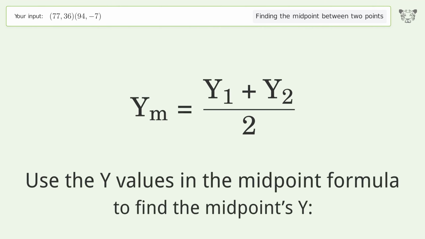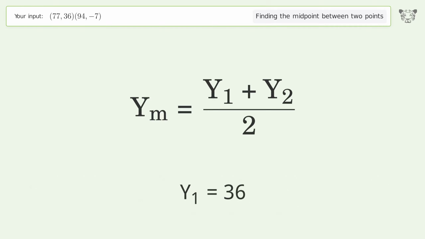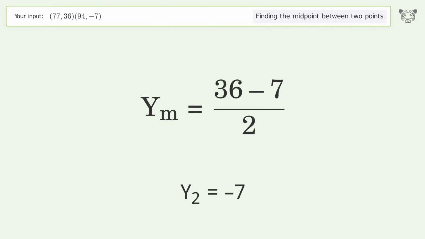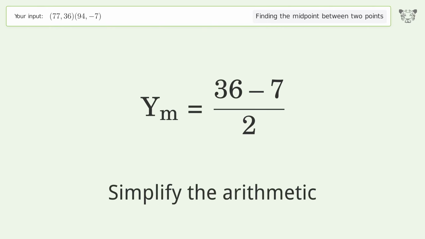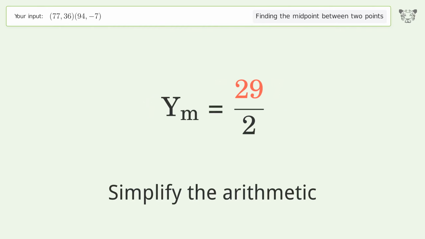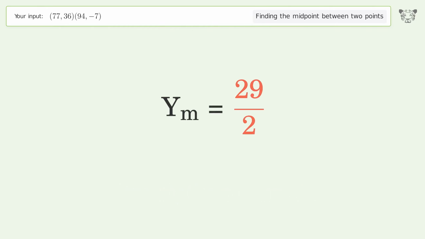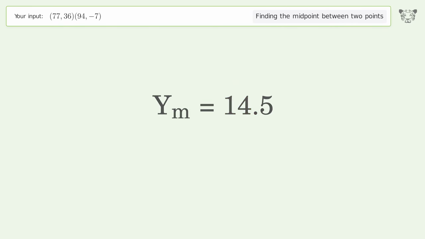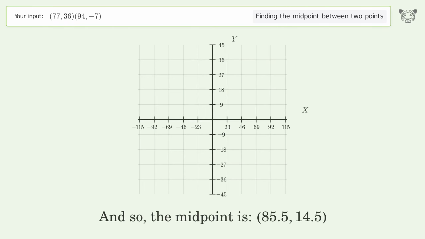Use the y values in the midpoint formula to find the midpoint's y. y1 equals 36. y2 equals -7. Simplify the arithmetic. And so, the midpoint is 85.5, 14.5.